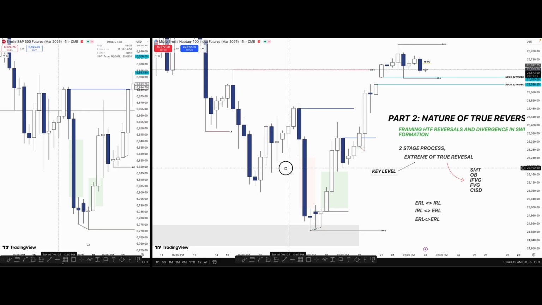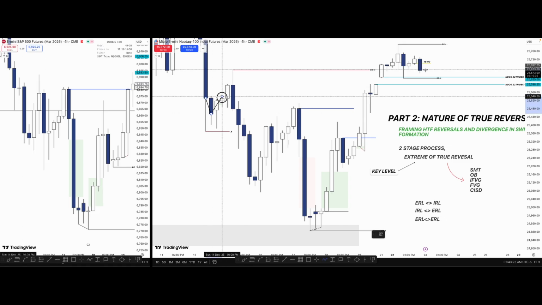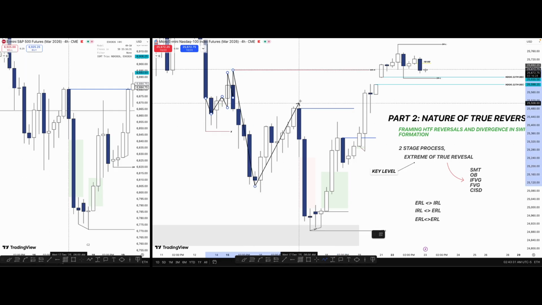See, suppose like this, I can show you here as well. This is your consolidation phase, right? Leaving behind an ERL, right? This one. Distribution, reversal, this is a retracement, right? Again a manipulation, right? And you have a true reversal here, right? This is your true reversal.